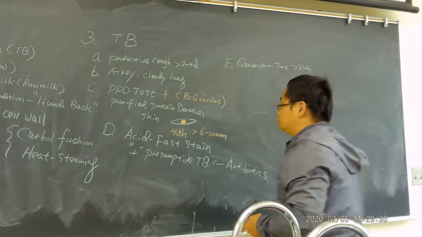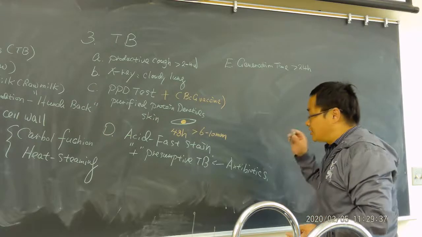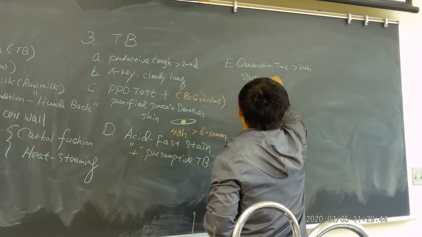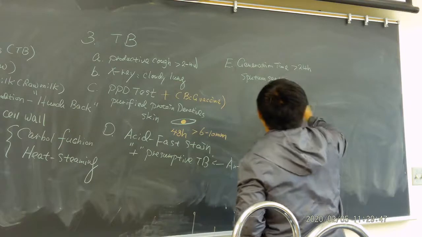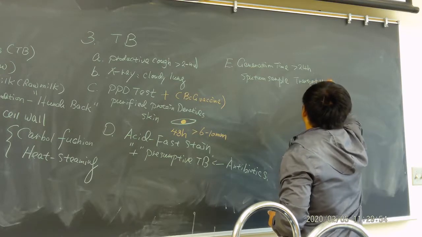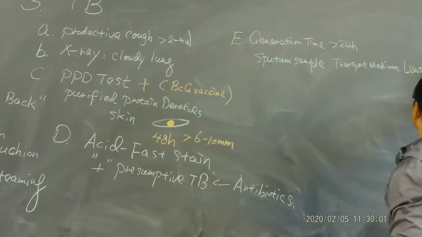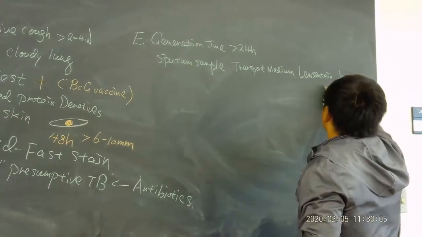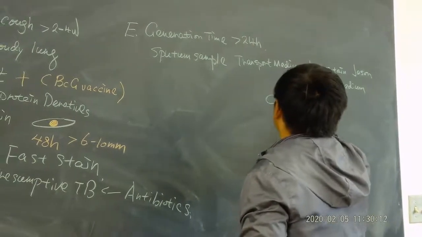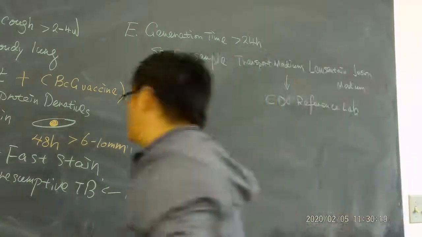So at this stage, what are we going to do? Acid fast stain positive, we will say it's presumptive TB. We have to treat, use antibiotics, but at the same time, the sputum sample has to be prepared in some transport media. The transport medium is called Lowenstein-Jensen medium. We transport it to the CDC reference lab. They have a database there. We'll do the further confirmation.